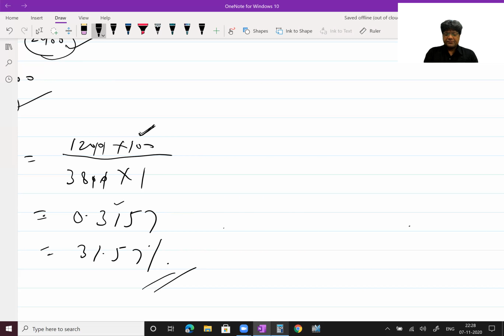If you use the calculator, 12 divided by 38 will be equal to 0.3157, and that is written here. Actually this will be into 100, so it will be 31.57. That is the value of R. So your rate of interest will be 31.57%. Clear, guys?